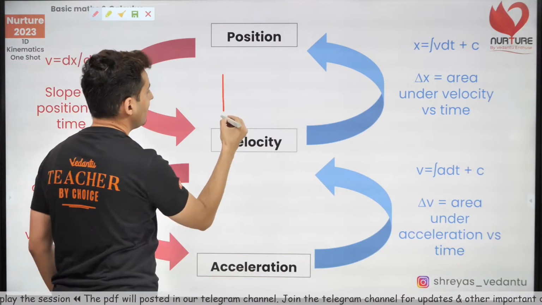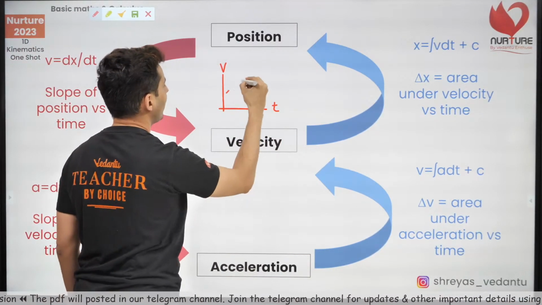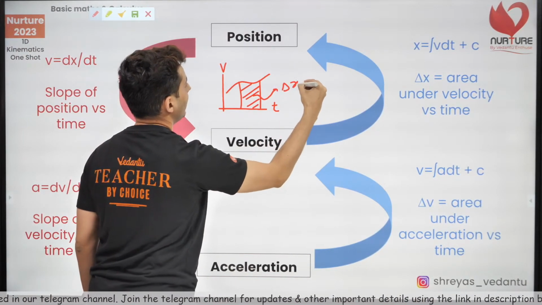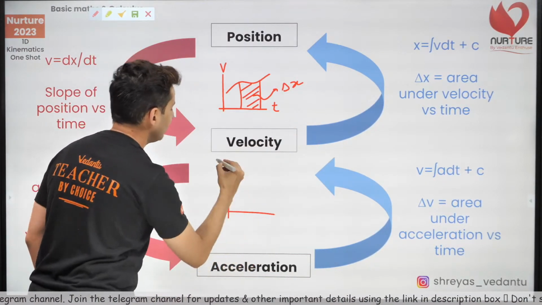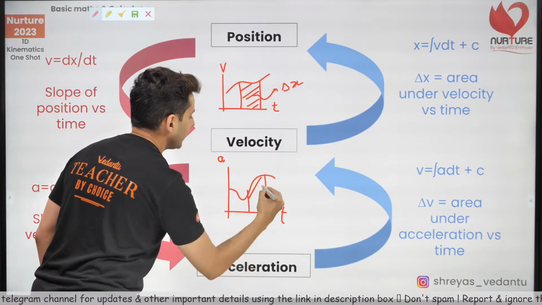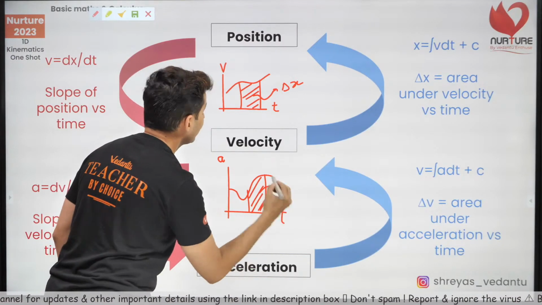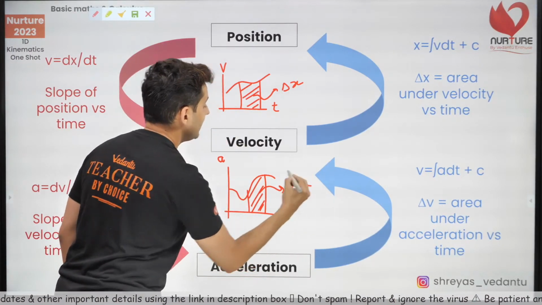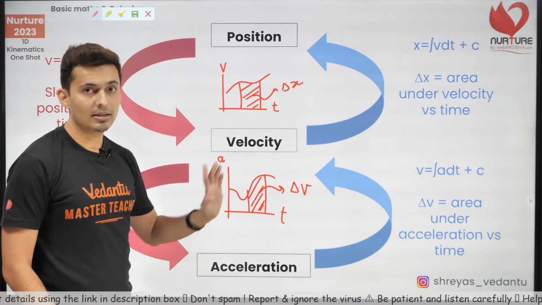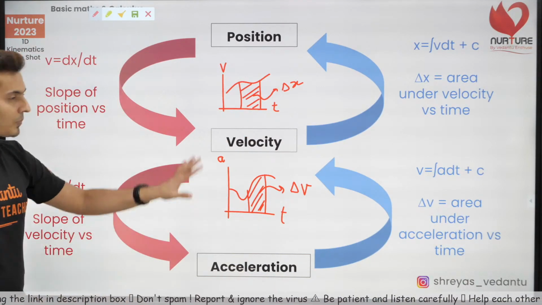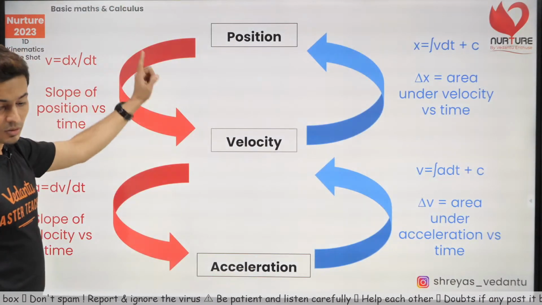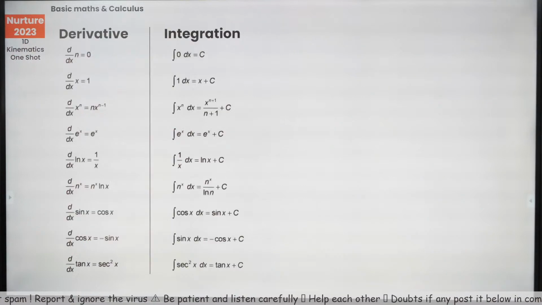And remember, whenever you have velocity time graph, the area under it gives you delta x. Similarly, the area under acceleration time graph never gives you velocity, it always gives you change in velocity. Always the area gives you change. Remember this, very, very important. Clear? So these concepts will be very useful for you guys to solve questions on derivatives.